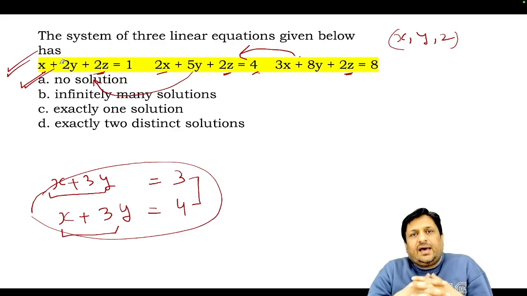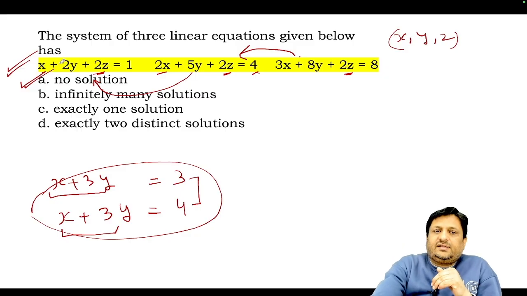That's how we handle three variables, three equations. Okay, let's see another one.